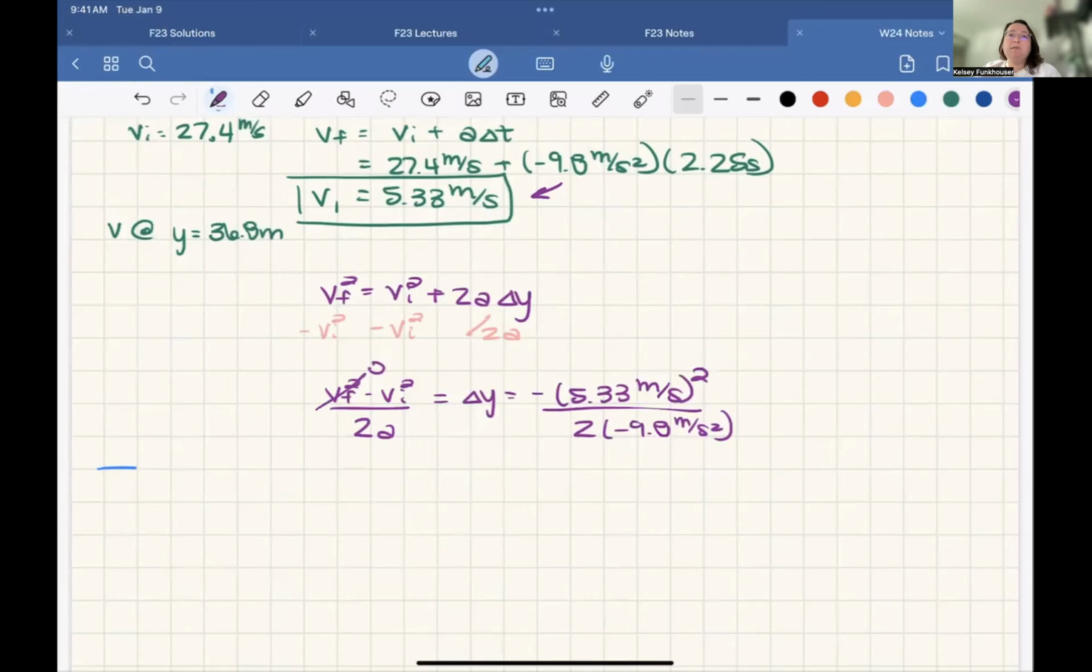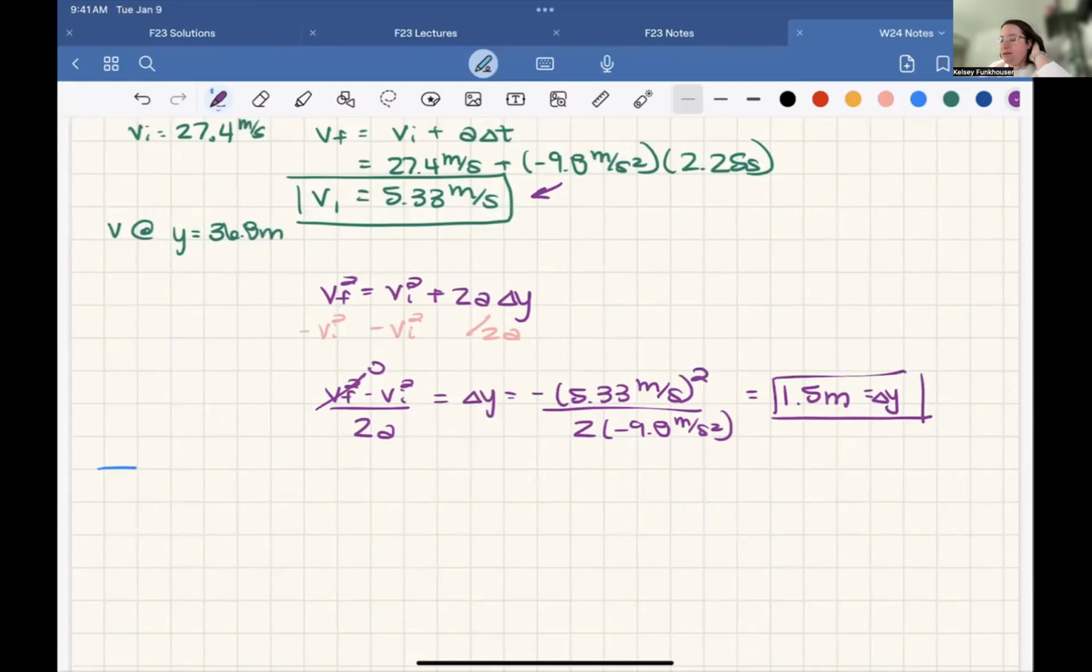And this is, I'll just plug it in my calculator real fast because I did it the other way before, where I solved for y final, which is not what they asked for. Okay, yeah, 1.5 meters delta y. So that's how much higher it's going to go.